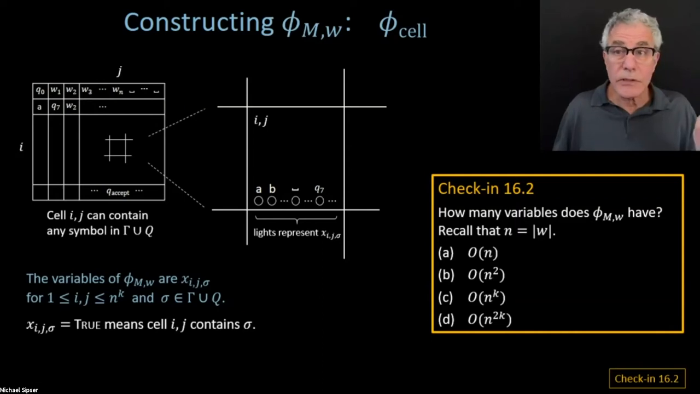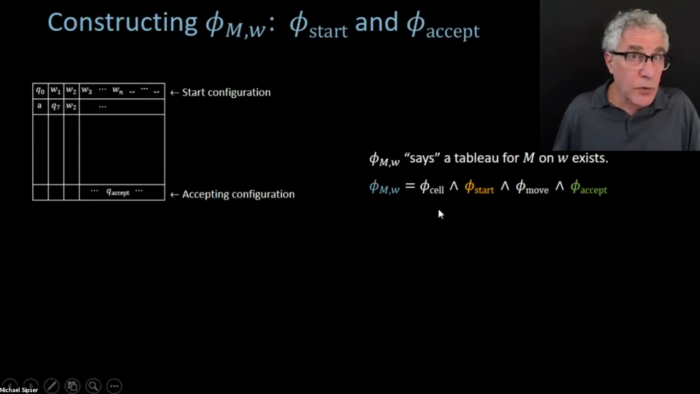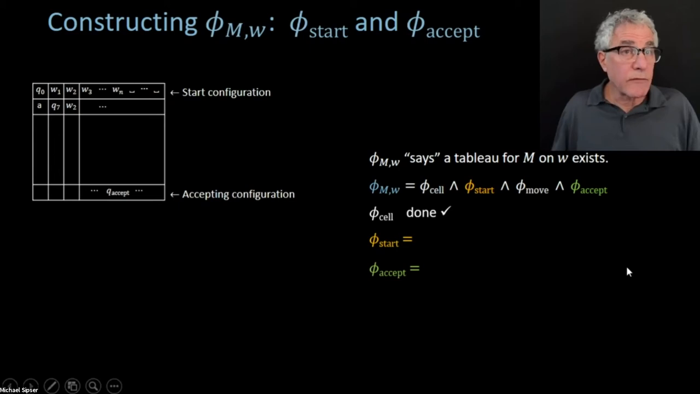Good. Okay, so let's move on. We have one more slide, and then I think we have a break after. So now let's talk about constructing two more pieces of the phi sub MW formula. We already got phi sub cell done. Let's look at phi sub start and phi sub accept.